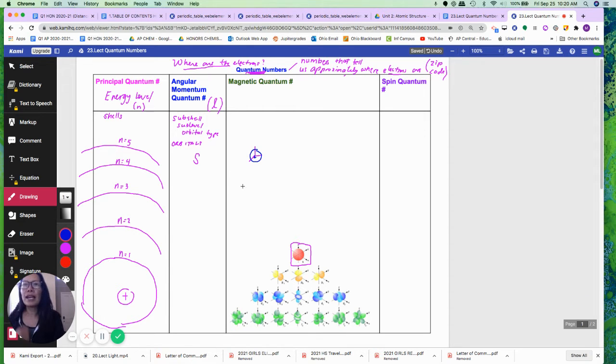Okay? If that one's filled up, then the electron can go into a p orbital, and these are the p orbitals. There are 3 p orbitals. Let me just list them to you. The p orbitals look like dumbbells. The d orbitals look like these flowers, and then the f orbital.